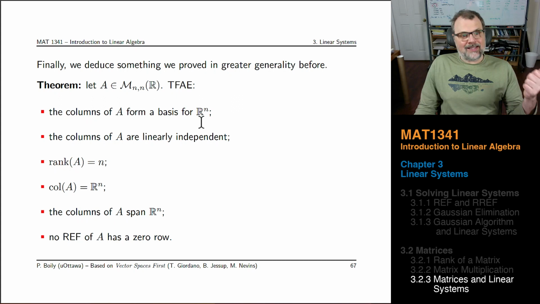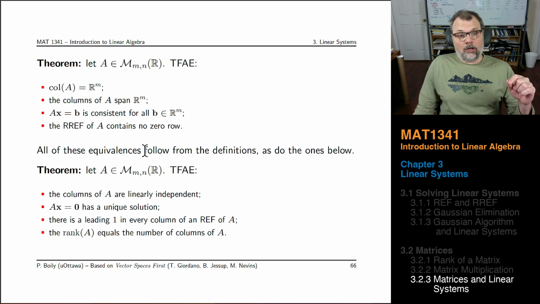The rank of A is n. So there's a leading one in every column of A. There's a leading one in every row of A when you reduce A. The column space of A is the whole of Rn. The columns of A span Rn, and no reduced echelon form of A has a zero row. So all of this is just a repackaging of the previous results where m is equal to n. That's a special case, right? If we have a system with the same number of equations as the number of unknowns, whereas the previous results were true for any random matrix A of any size.